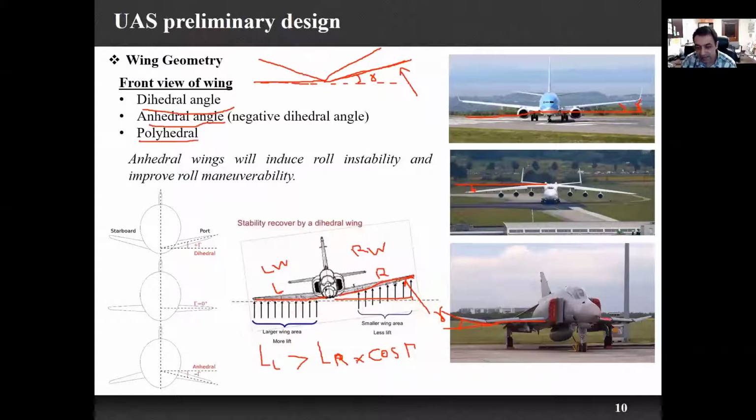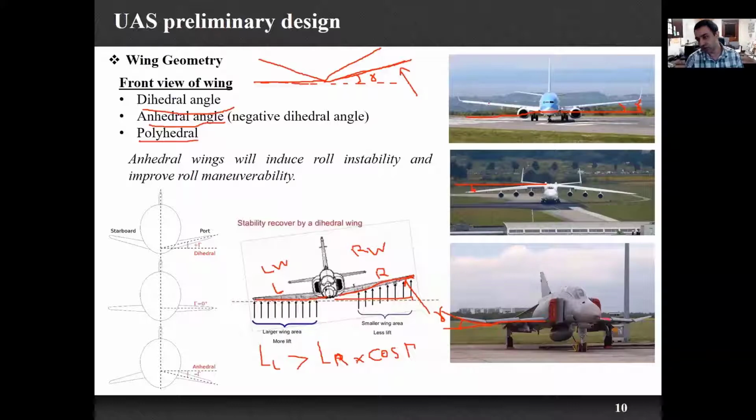So once the lift here is more than here, it will create a moment which eventually returns the airplane back. So this is again out of the scope of this course. You don't need to know too much about this material, but I just want to give you an overall view of why this airplane has this wing shape.